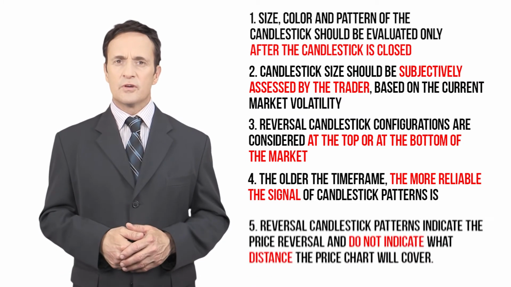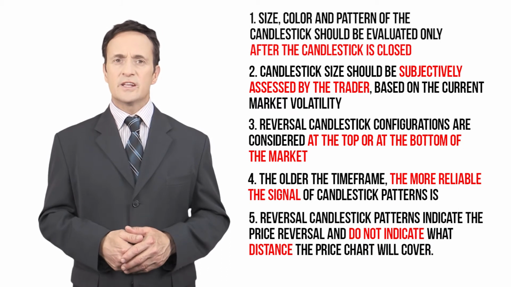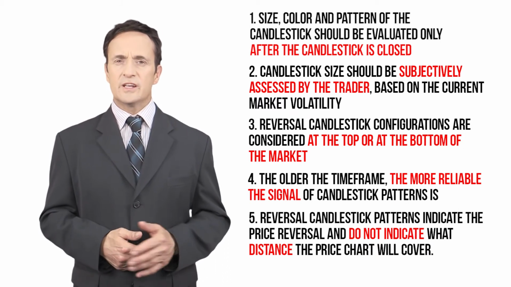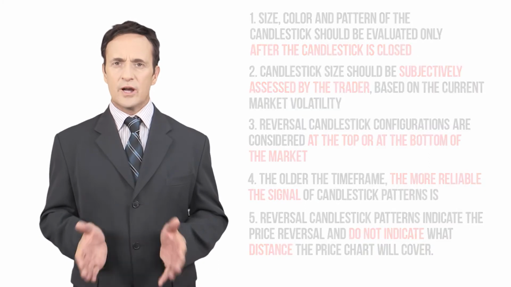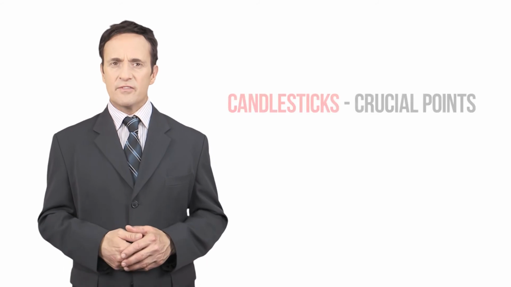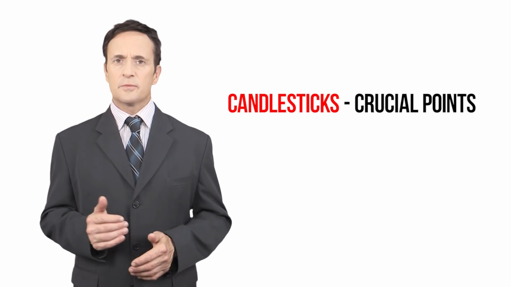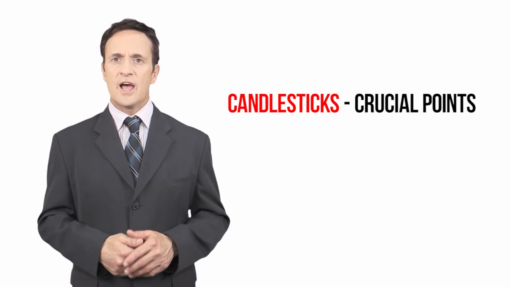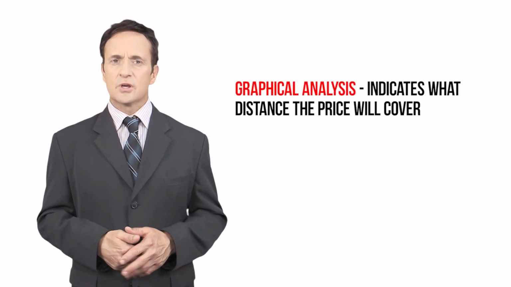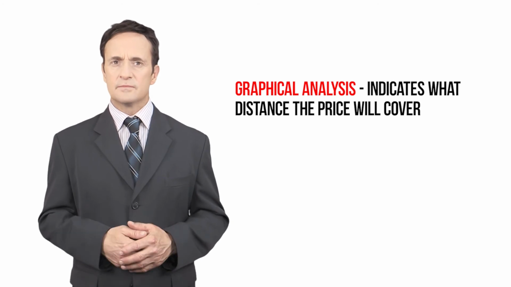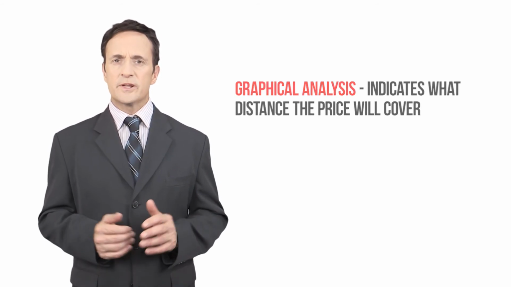Rule number 5. Reversal candlestick patterns indicate the price reversal and do not indicate the distance the price chart will cover. There are different market assessment tools, and each one pursues its own goal. For example, the candlesticks give evidence of the market's crucial points, whether the price continues the previous course or will reverse and go in the opposite direction. The graphical analysis indicates what distance the price will cover. We can see that the properties differ.